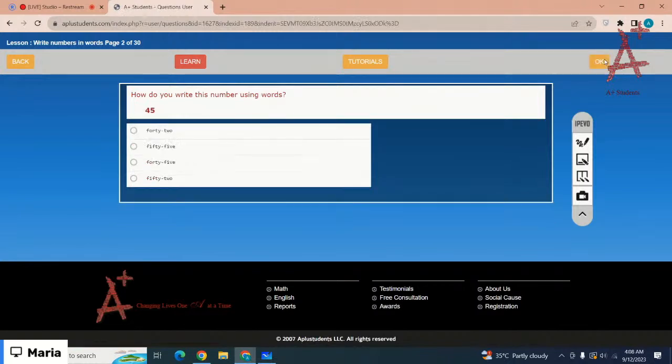The next one is, how do you write this number using words, 45? Which is the correct option? The options given are 42, 55, 45, and 52. Yes, the correct option is option number 3. You can write 45. That is option number 3.